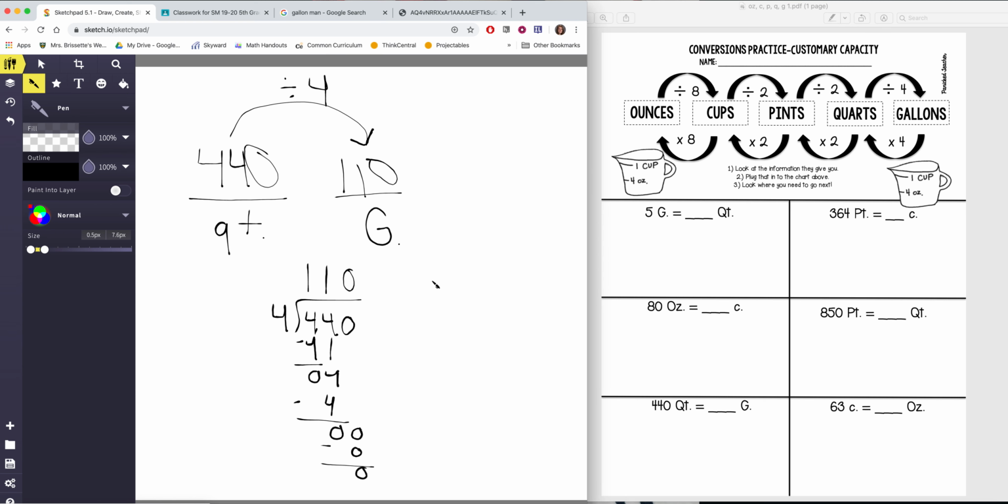My train of thought was lost there for a second. But let's just be careful with the correct direction. If you know that you're going from a small to a bigger unit of measure, you're going to divide. And if you're going from a larger unit of measure to a smaller one, you multiply, just like your chart shows you.